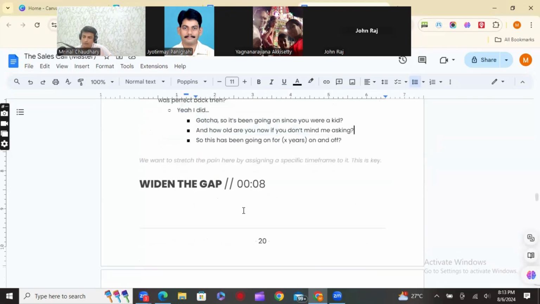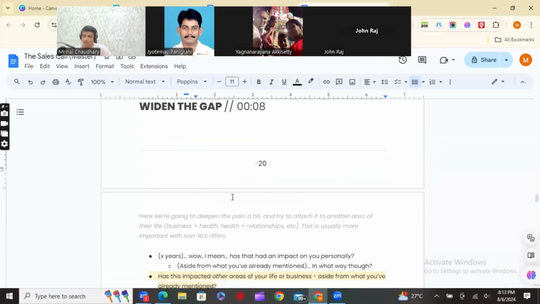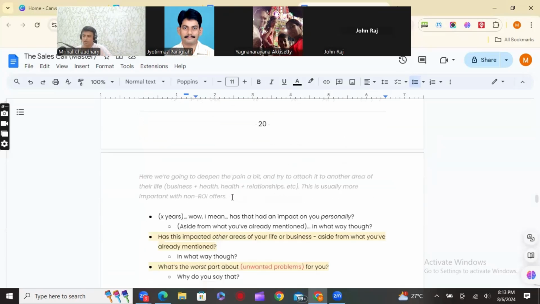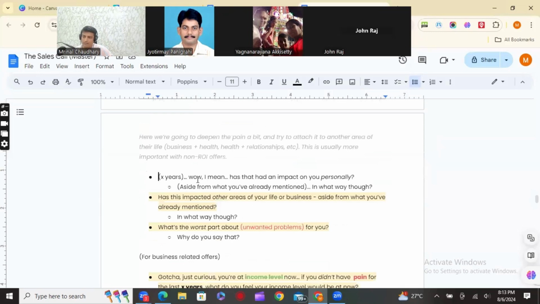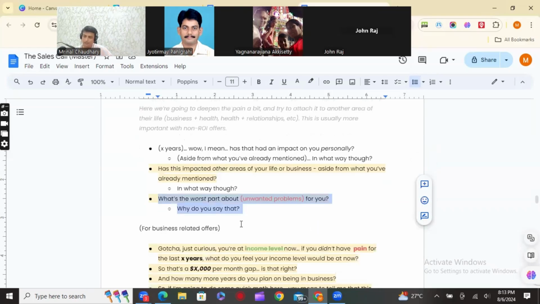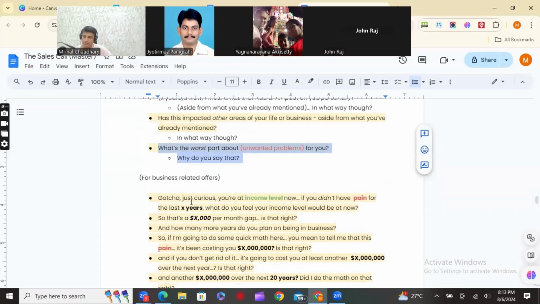Now you have to widen the gap. You have to make the pain even more intensified. Okay, X number of years. Wow, that means it has an impact on you personally also. So what is the worst part about the unwanted problems that you have faced due to that? Then you have to relate it with income also. If you are facing this procrastination problem, how much do you think you have lost this year, and how much have you lost during X years?